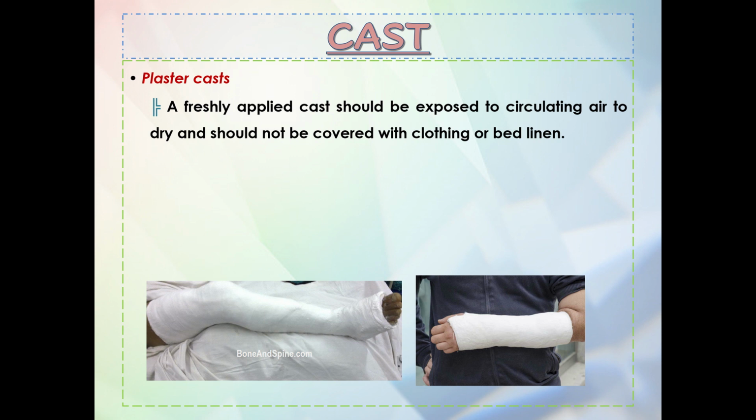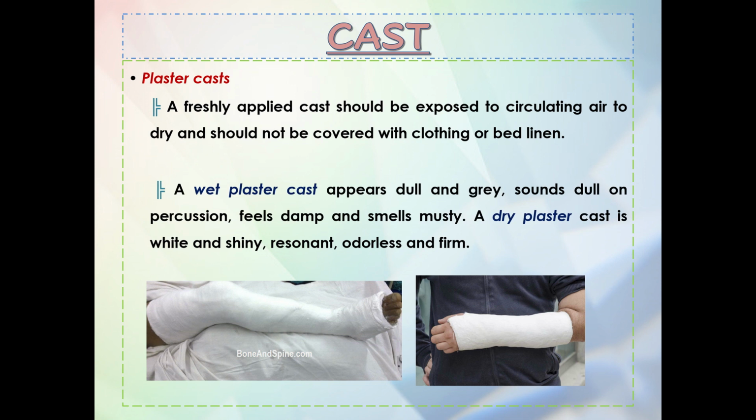So a freshly applied cast should be exposed to circulating air to dry and should not be covered with clothing or bed linen. So air dry, kumbaga, yung ating plaster cast. And then a wet plaster cast appears dull and gray, sounds dull on percussion, feels damp, and smells musty. So a dry plaster cast is white and shiny, resonant, odorless, and firm.